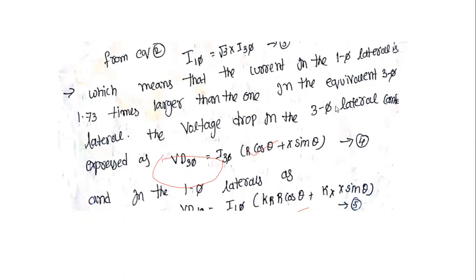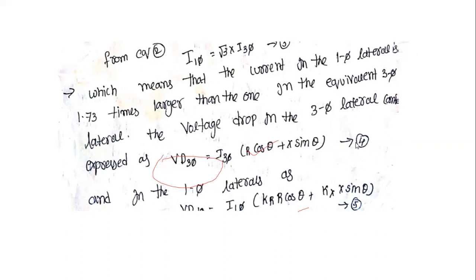Therefore the voltage drop in the three phase lateral, that is the voltage drop across the three phase system, can be expressed as VD three phase is equal to I three phase times (R cos theta plus X sin theta).